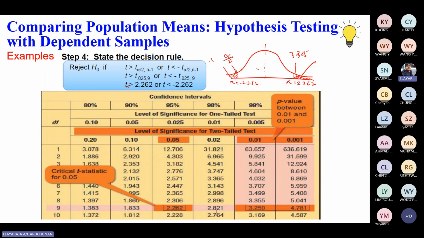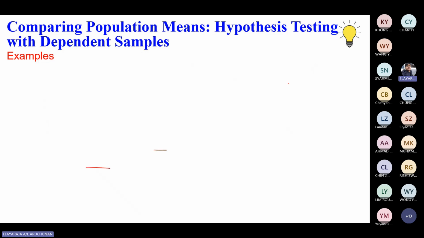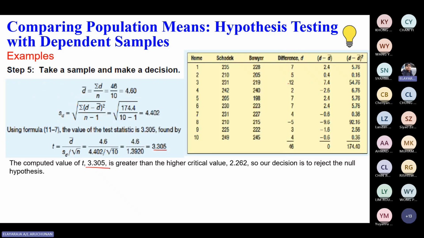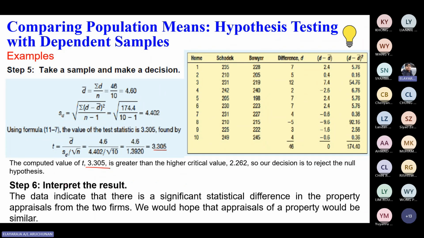Likewise, here is minus 3.305. So the t value is less than minus 2.262 on the left-hand side, and on the right-hand side it is greater than 2.262. So we reject the null hypothesis. Okay, our decision is to reject the null hypothesis. All right. So after that, you just interpret the result.